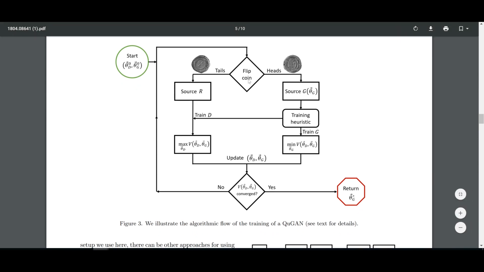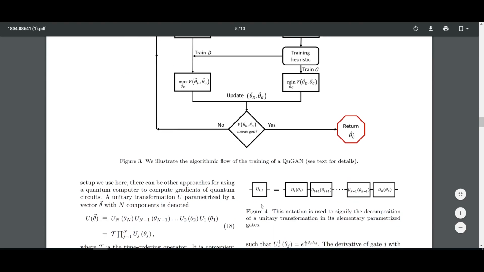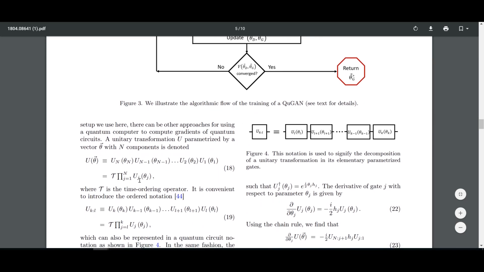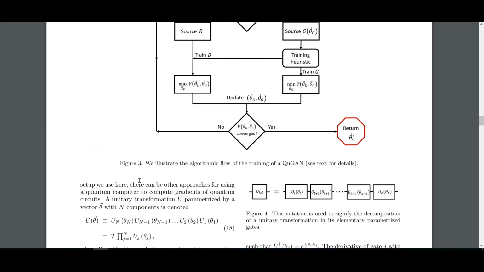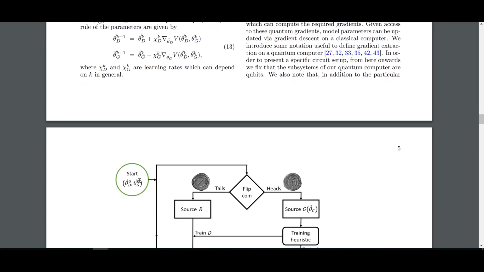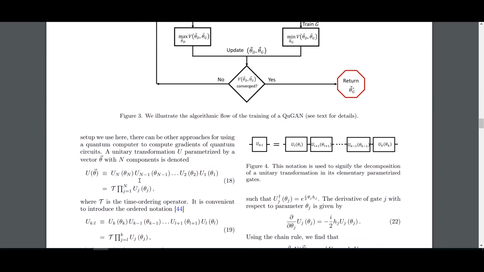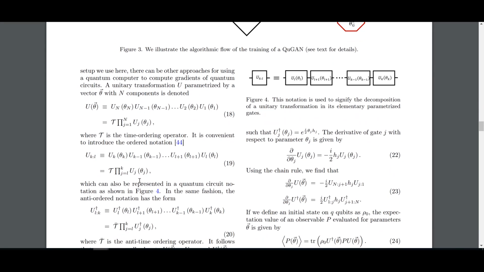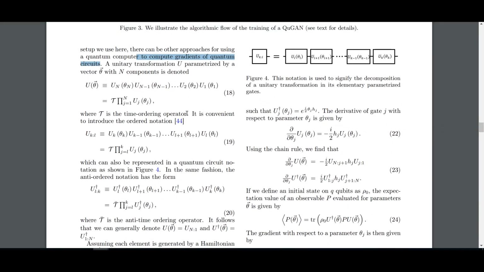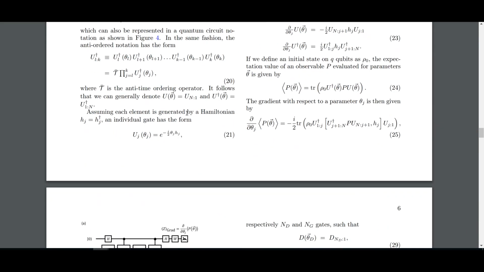Start. Flip coin, tails. We illustrate the algorithmic flow of the training of a GAN. See text for details. Okay. Oh, okay. Some interesting stuff. So basically, they explain other approaches for using a quantum computer to compute gradients of quantum circuits. Oh, it's interesting. Gradients of quantum circuits. That probably is something we can then dive into, and that might even be helpful.